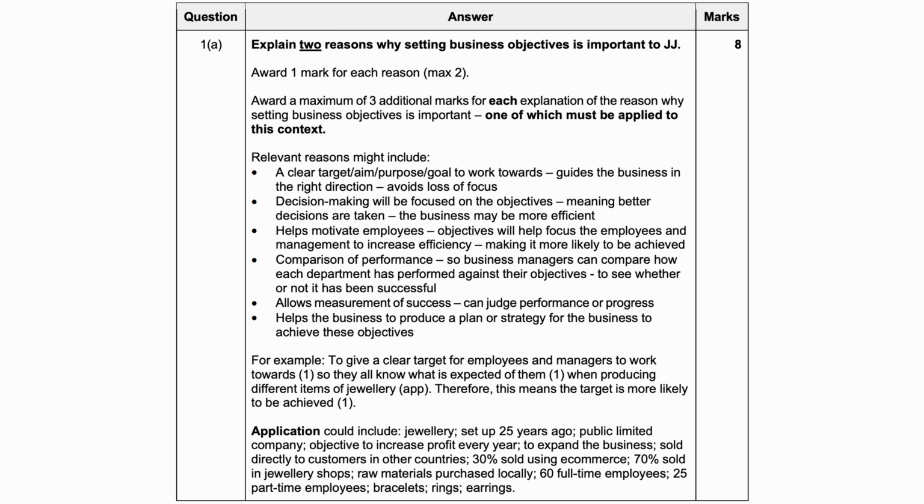So you can mention the jewelry, you can mention set up 25 years ago, you can mention public limited company, you can mention objective to increase profit every year, and there's some more application parts there that I'm not going to read over, but these can all be found within the insert. Okay, so make sure that you're using these bits of application within your answer.